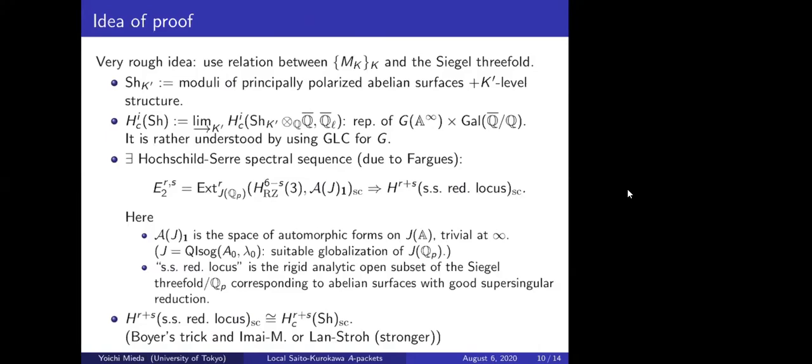And by using Imai and myself, or Lan and Stroh, which is stronger than our result, it is isomorphic to the supercuspidal part of the compactly supported cohomology. Actually, we proved that the supercuspidal parts of the nearby cycle cohomology and the compactly supported cohomology are the same. But they proved that these two cohomologies are isomorphic before taking the supercuspidal part.